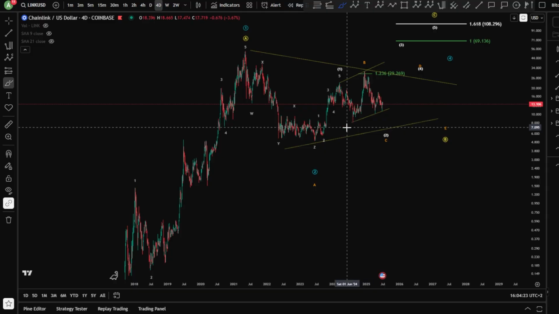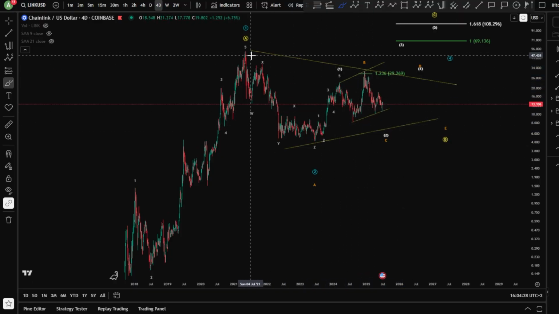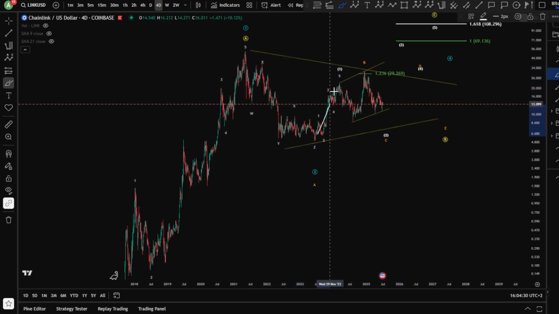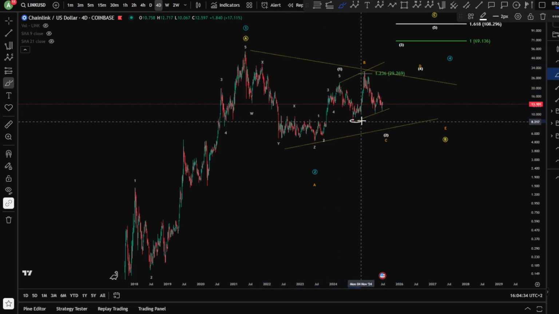So one of those possibilities might unfold, whether we are in a diagonal toward the upside, whether we are in a triangle, or we are in a 1, 2 as an ABC of course, preferably to take the low.